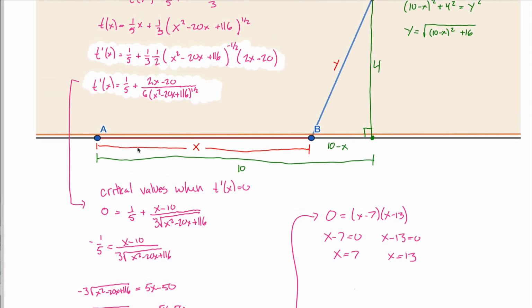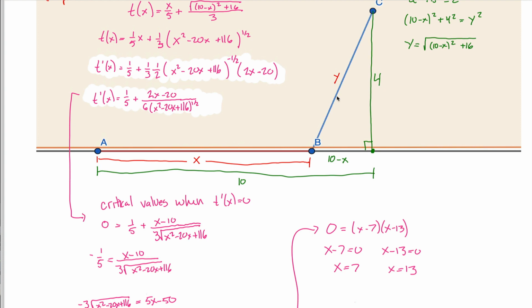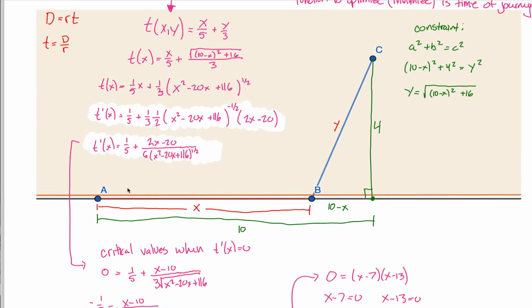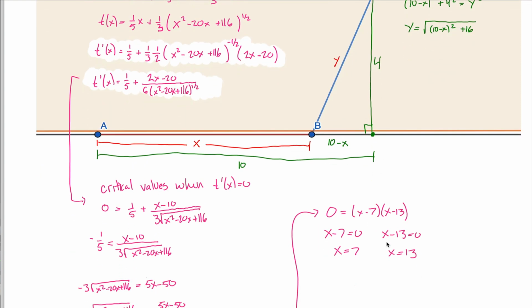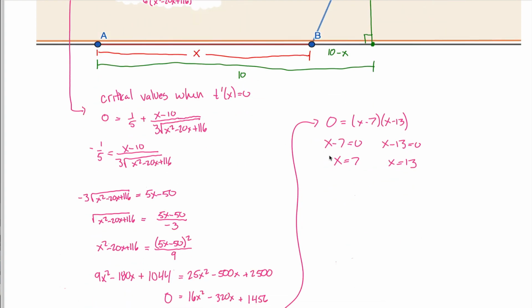Which one's my answer? Well, let's go back up to our diagram here. Remember, we're trying to figure out how far we should walk on the trail before we cut over and start walking on the sand. But remember, point A is only 10 miles west of point C. So it wouldn't make any sense to go 13 miles and then cut over. We'd be backtracking a whole bunch. So this critical value at x equals 13 doesn't make any sense. The critical value that's relevant in this problem is x equals 7.